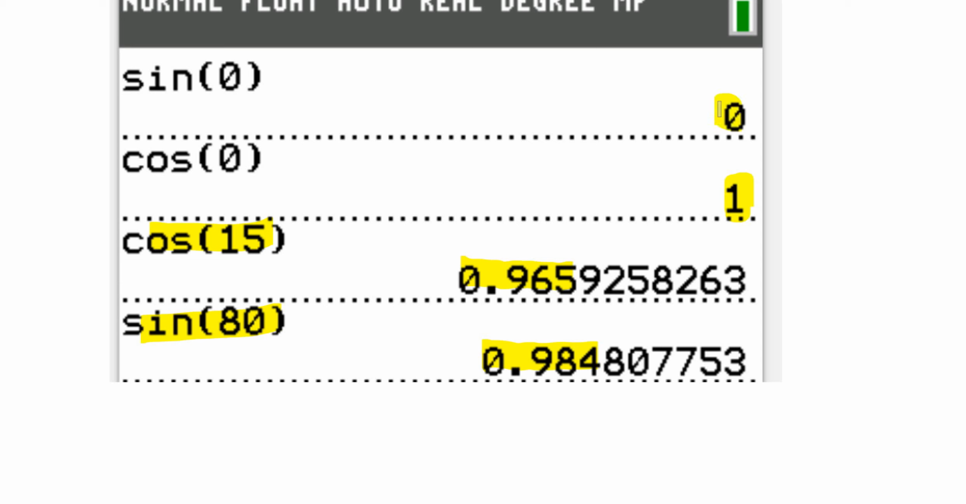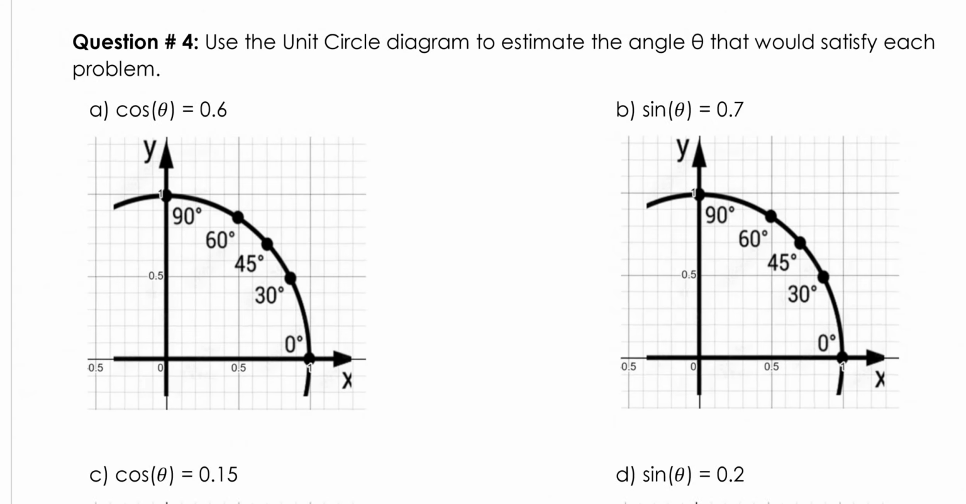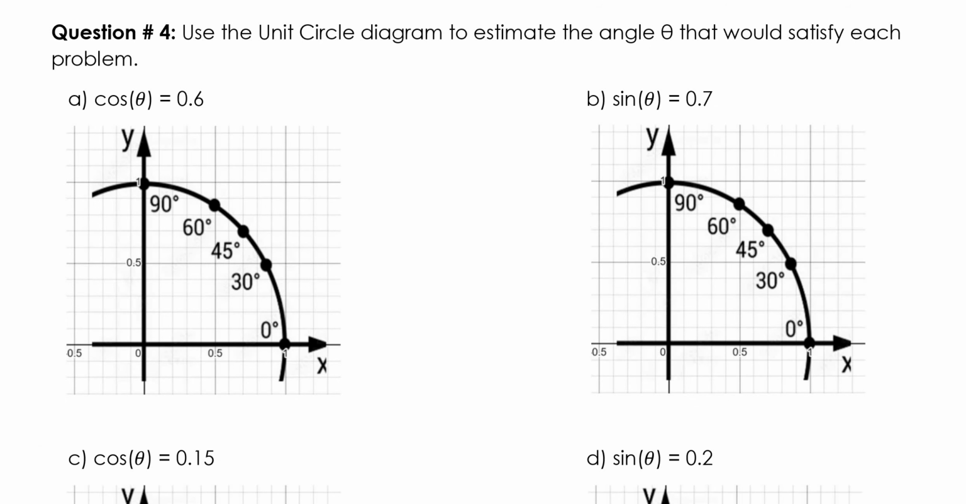So our estimates are very close to the real answer. Okay, one final estimation here for this homework video, guys. So for question number 4, now we need to go backwards here. So we need to use the unit circle diagram to estimate the angle that would satisfy each problem.